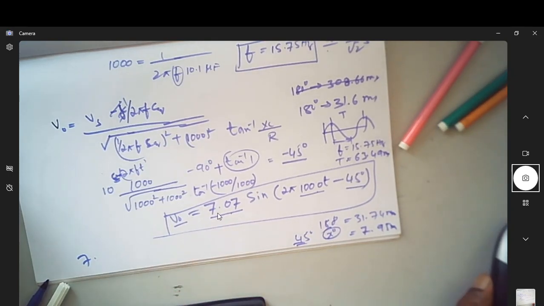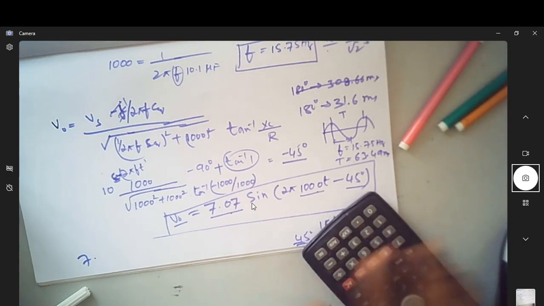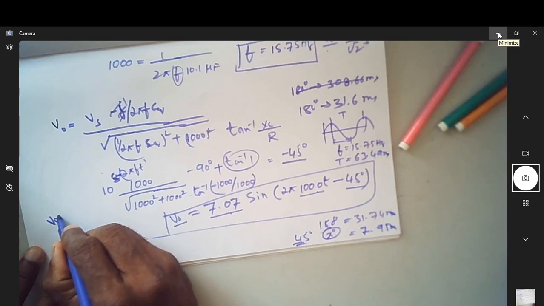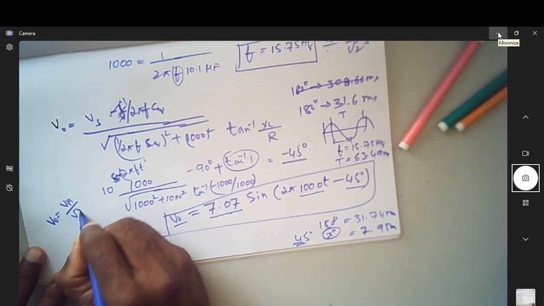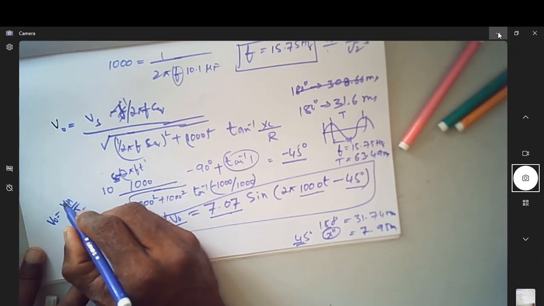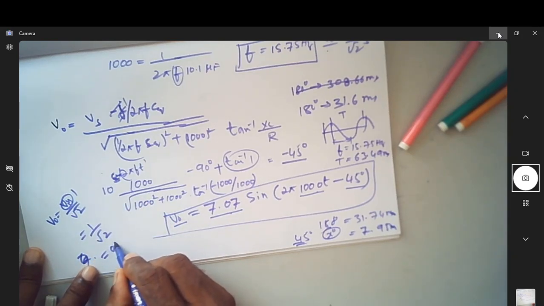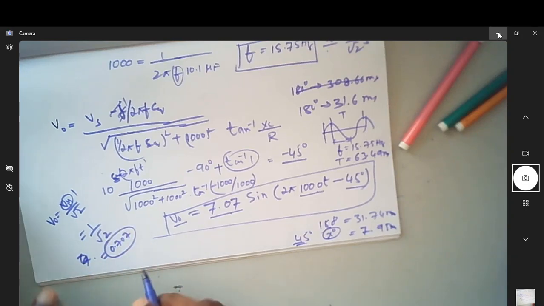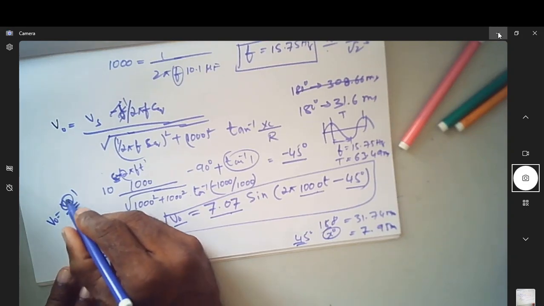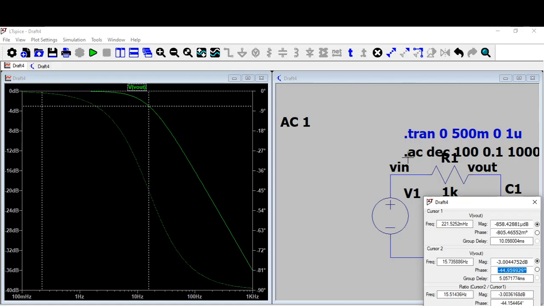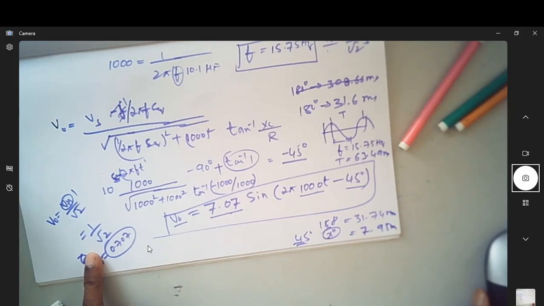So now what is this actual V0? V0 is V in by root 2 times. Suppose if you take the magnitude of this as 1, is it not 1 over root 2? What is 1 over root 2? It is 0.707. So it is 0.707 is V0 if V in is 1 volt. So actually we have taken the input as 1 volt, no? So let us take the input as 1 here, a unit 1. If it is 1, then it is 1 over root 2.